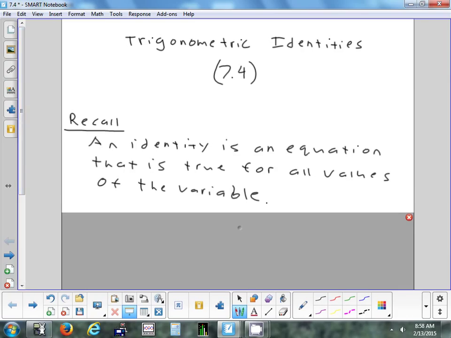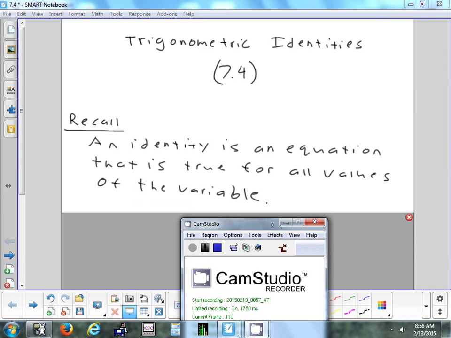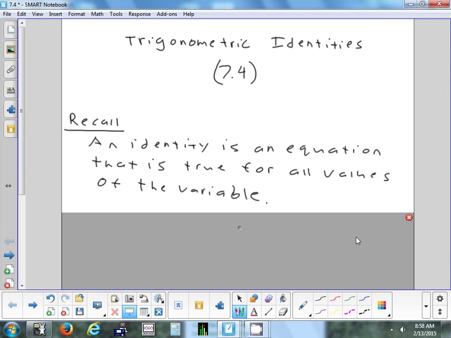So first thing I just want people to remember is what an identity is. An identity is basically an equation that is true for all values of the variable. Here's an algebraic identity. If you try to solve that, when you distribute on the left, you get 3x plus 3 plus 1. So on the left, you have 3x plus 4. On the right, you have 3x plus 4. If you subtract 3x from each side, you get 4 equals 4. That's a true statement, which means there's infinitely many solutions. So this is an equation that works for any value of x.